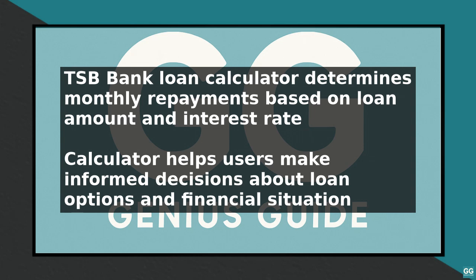To start, you need to visit the TSB Bank website and navigate to the Loan Calculator page. Once you are on the page, you will see a simple and easy-to-use interface that requires you to enter a few details. The first step is to enter the loan amount you wish to borrow. This can be any amount between the minimum and maximum loan limits set by TSB Bank.